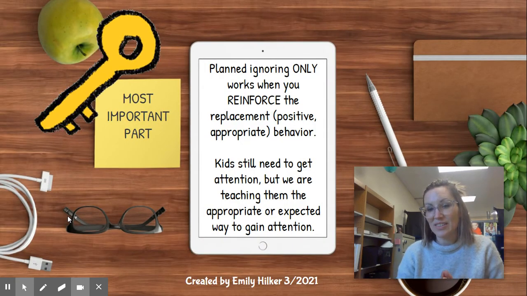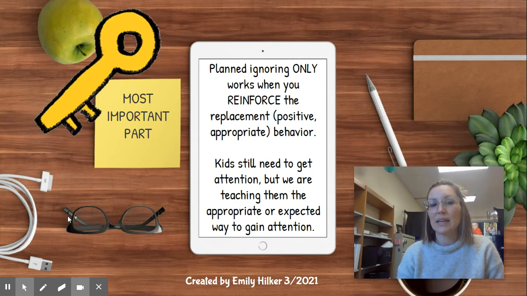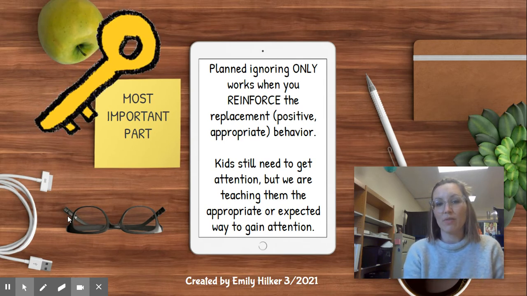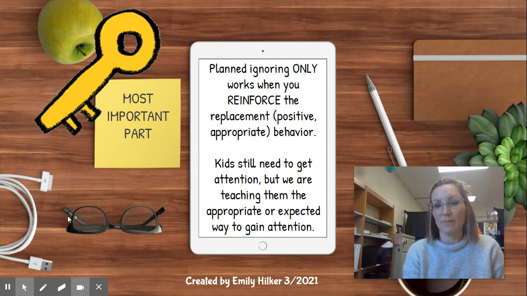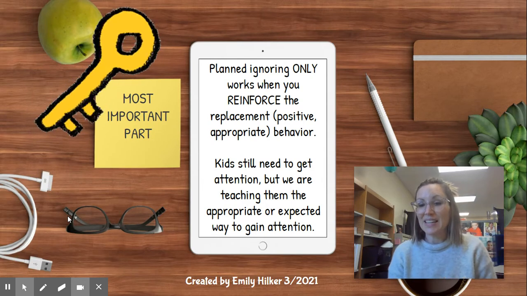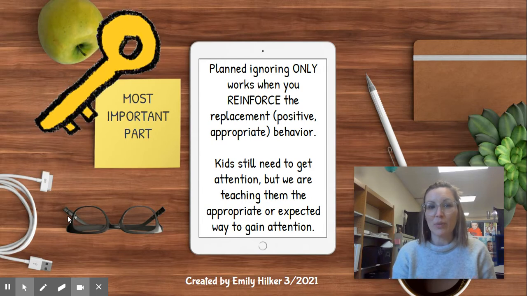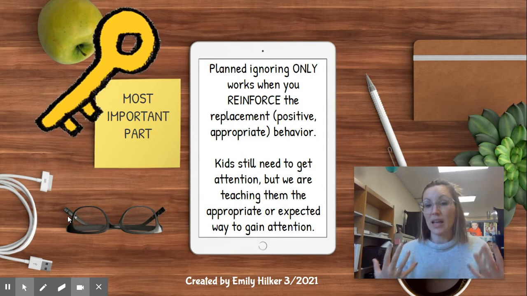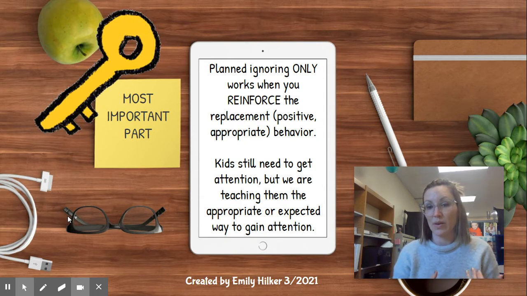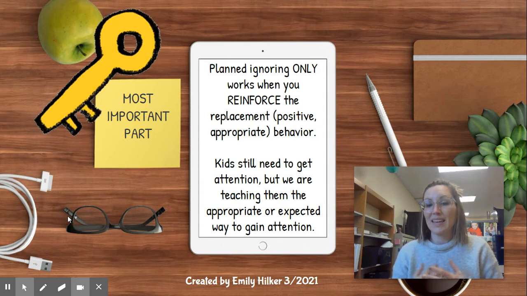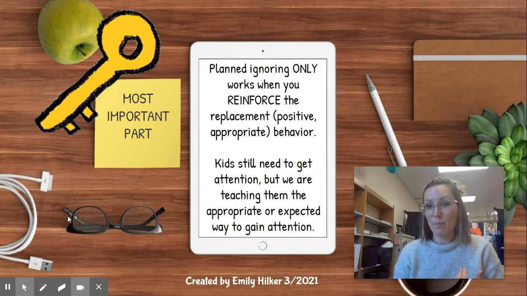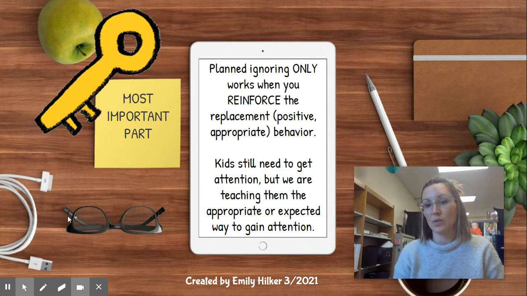The key here, the part that most people miss, is that planned ignoring only works if you reinforce a replacement behavior. It's pretty easy to identify a behavior that we want to get rid of, that the student is doing often and it's disruptive. Maybe they're yelling out, maybe they're swearing, and it draws attention. Well, we want to get rid of that, so maybe we want to implement planned ignoring.